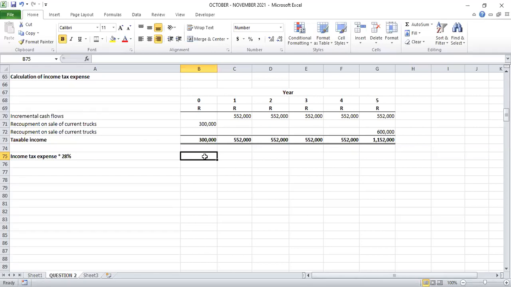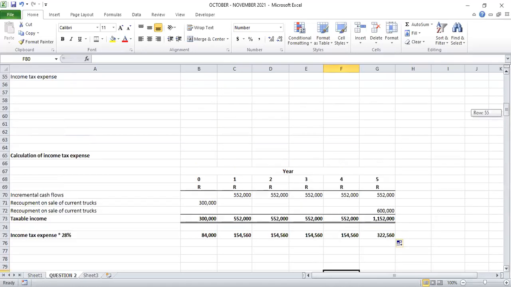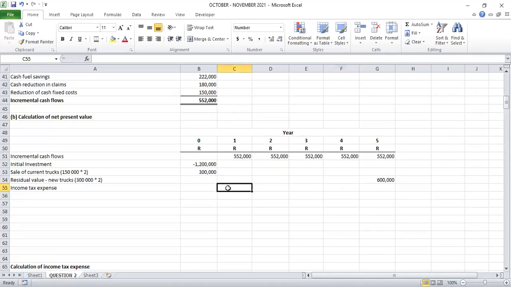So I would say equal to, so that will be our income tax. Right, so here that income tax expense will then be imported to our, so it will be okay, sorry. And here it will be subtracted.